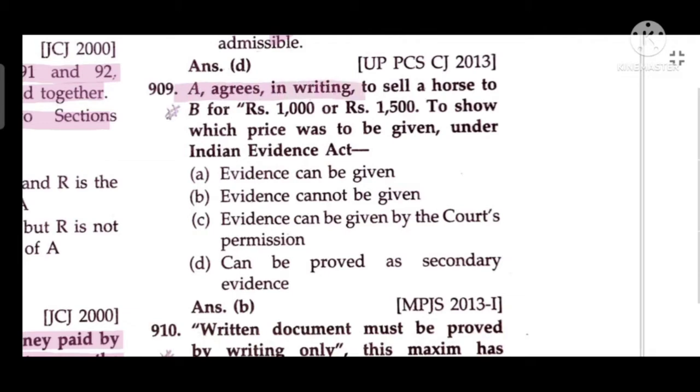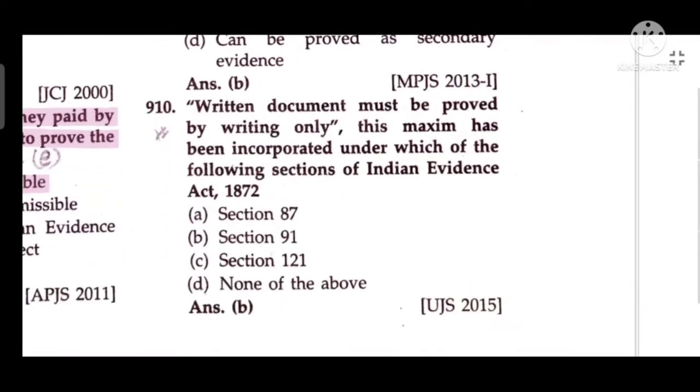A agrees in writing to sell a horse to B for rupees 1000 or 1500. To show which price was to be given, under the Indian Evidence Act, evidence cannot be given. Written document must be proved by writing only. This maxim has been incorporated under which one of the following sections of the Indian Evidence Act? Section 92.